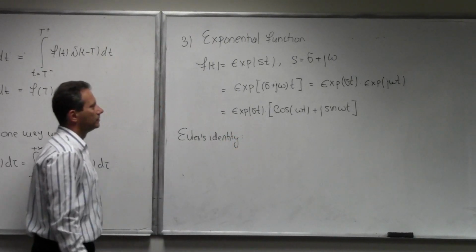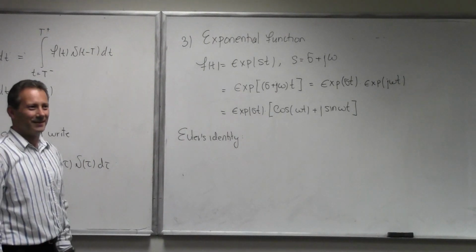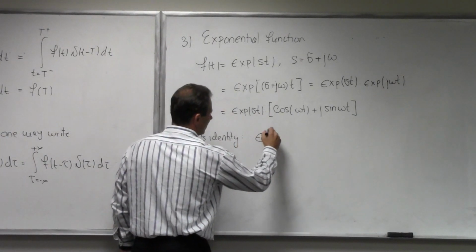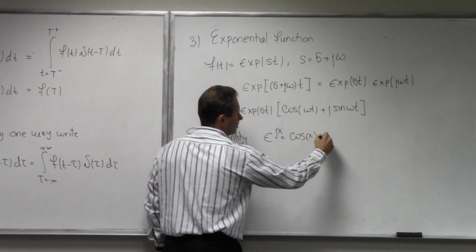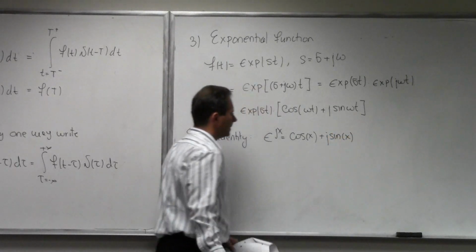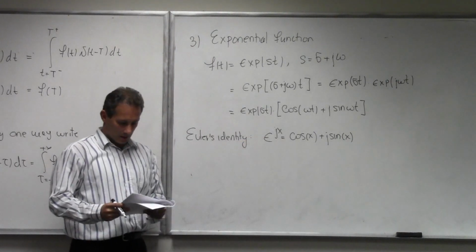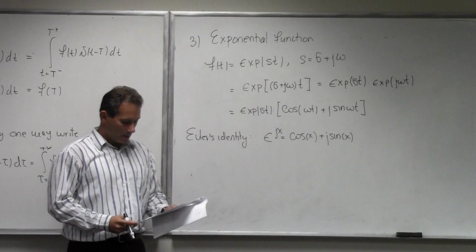Which is, I hope, a good friend of yours. You've seen it many times. They like when you see it. So e to the jx is equal to cosine of x plus j sine x. Okay? So that's one of the identities that is going to appear all the time.